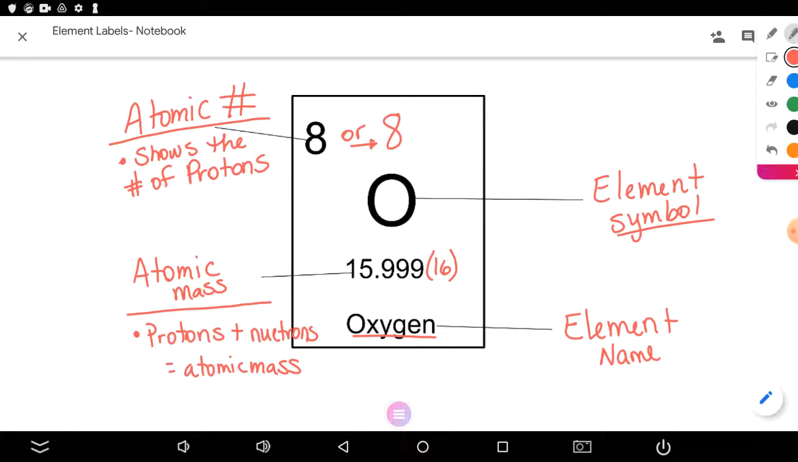How many protons does tungsten have, Kinley? 74. How do you know? Because that's the atomic number. Because the atomic number equals the number of protons, okay? Find element 33.